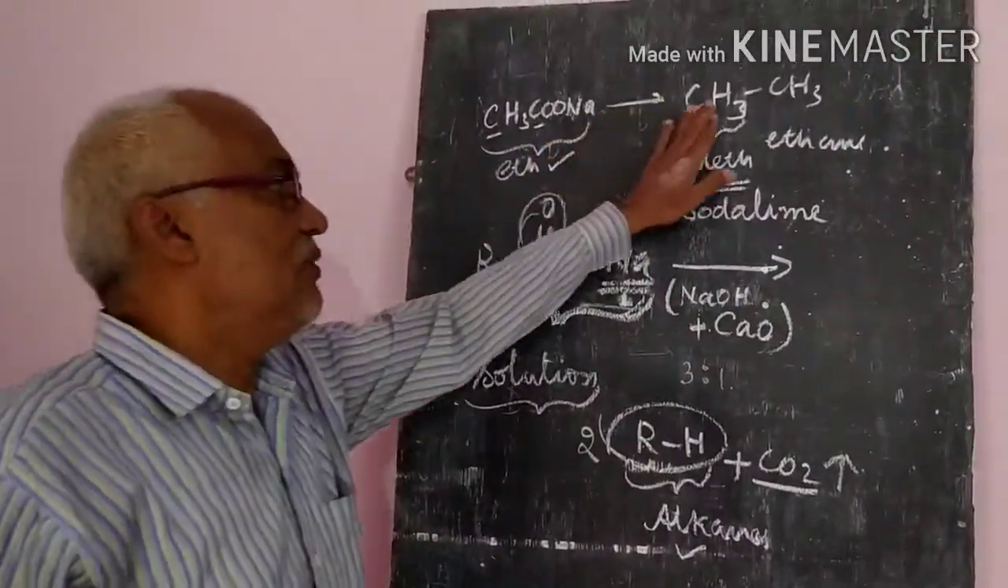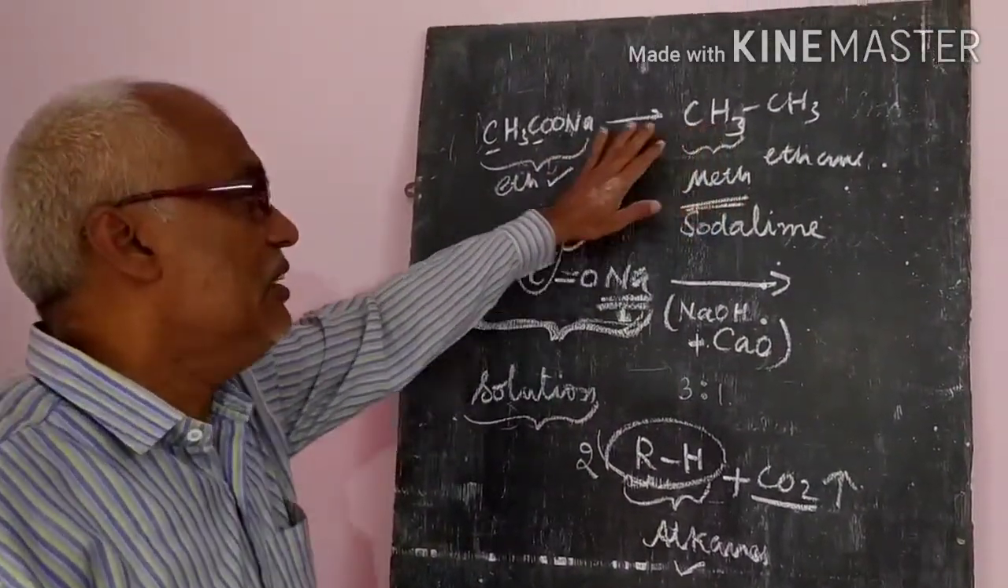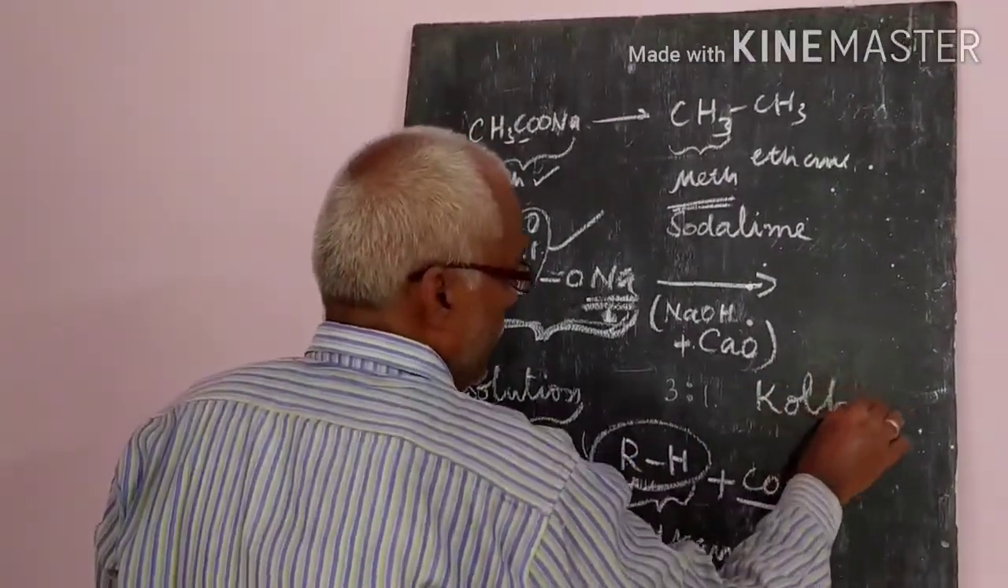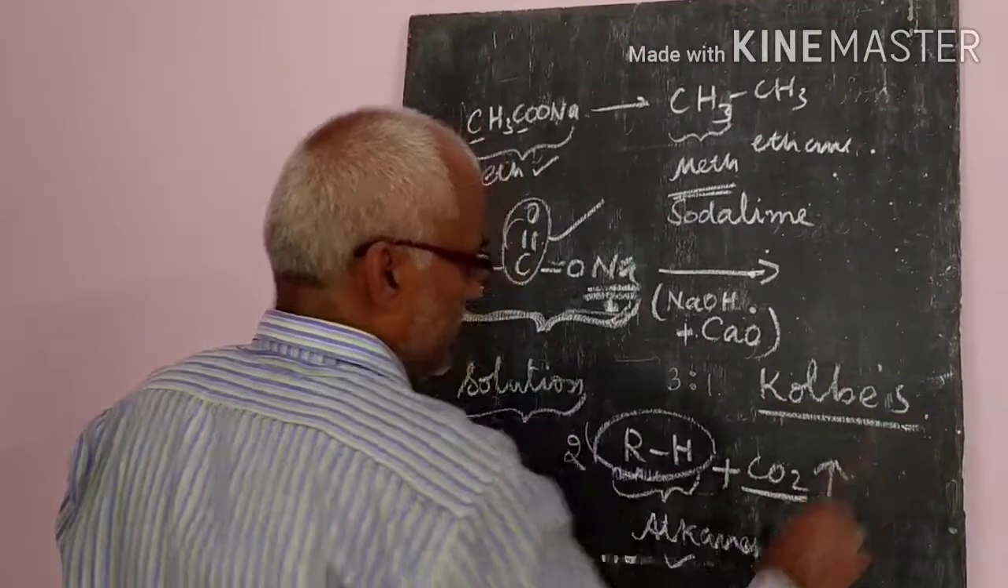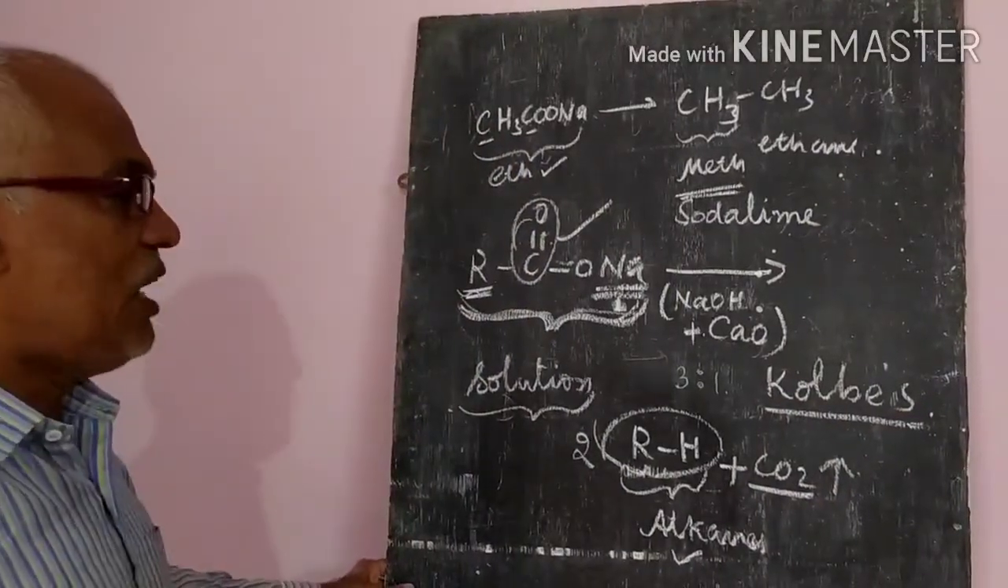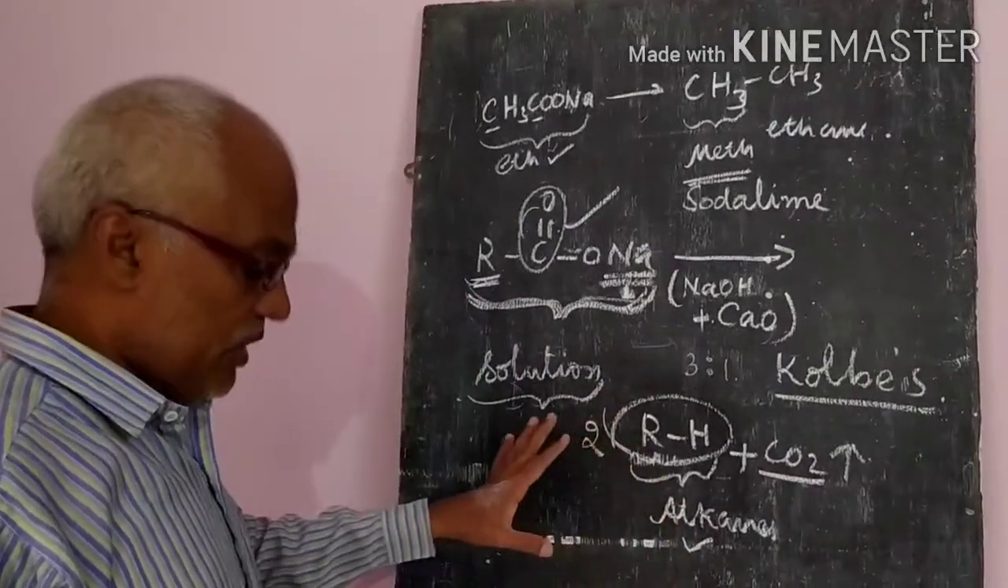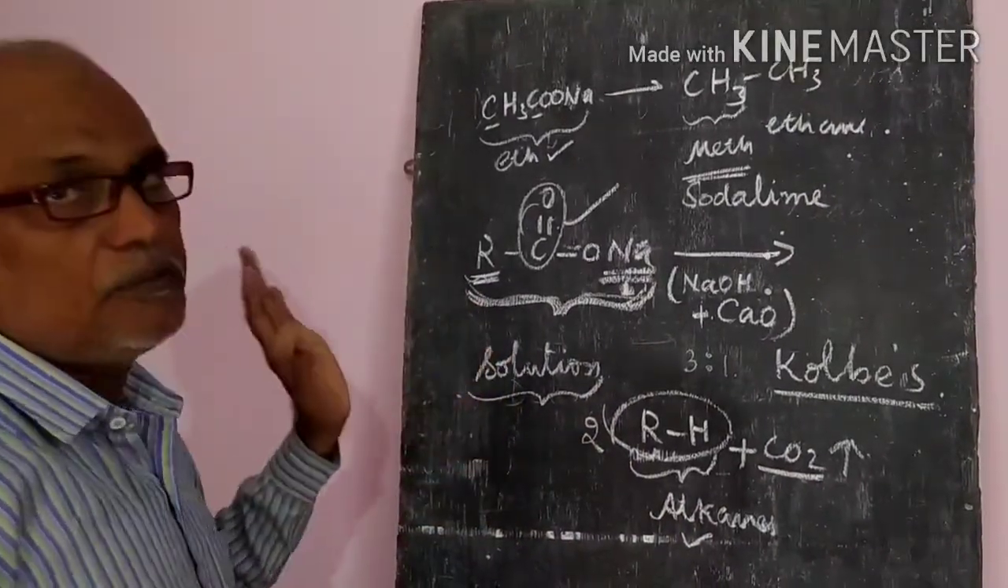This electrolysis reaction is called the Kolbe electrolysis process. In the Kolbe electrolysis, you get the alkane product with double the number of carbon atoms. So that is the most important point. Okay.